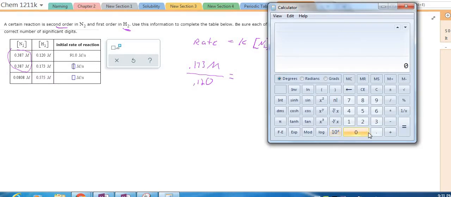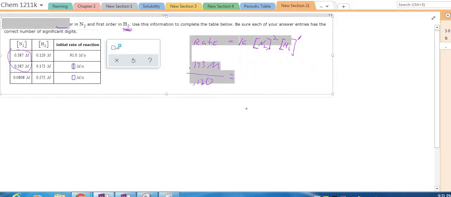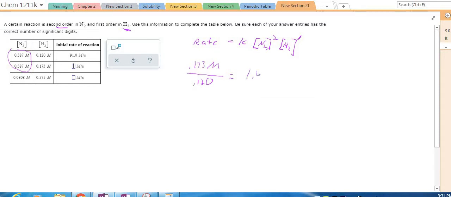Let's go ahead and pull up a calculator and do that. So we have 0.173 divided by 0.120, and that change is going to be 1.442. Okay, that is the amount that has been changed here in hydrogen. And since hydrogen is first order, I can then raise that to the first power, which is going to be 1.442.